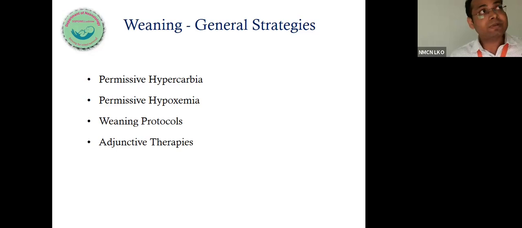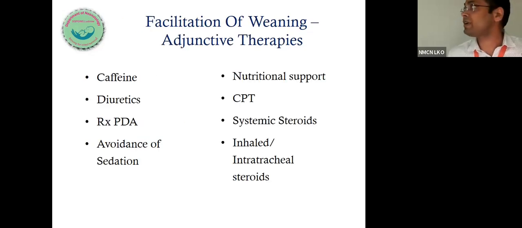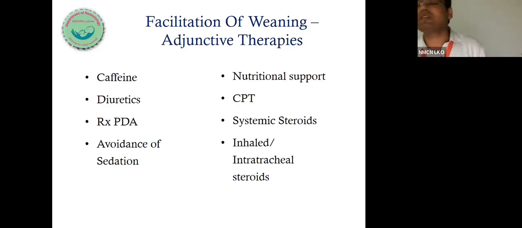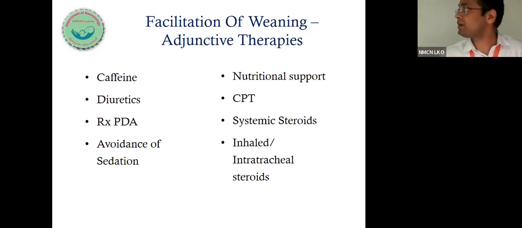Adjunctive therapies can also help in reducing the duration of mechanical ventilation, such as caffeine. Caffeine, we know, reduces the duration of mechanical ventilation. And not all PDAs should be treated, but those babies on mechanical ventilation who have a hemodynamically significant PDA, on a case-to-case basis, might require either medical or surgical correction.